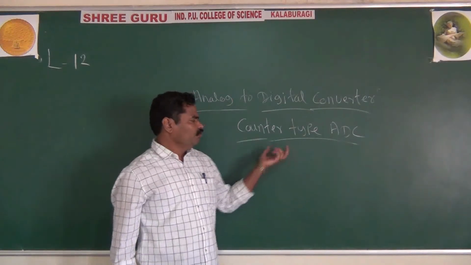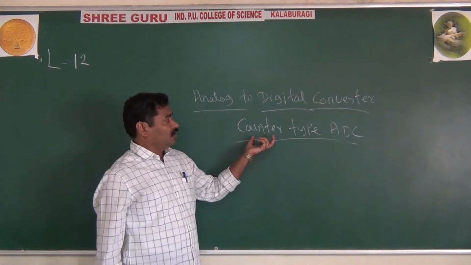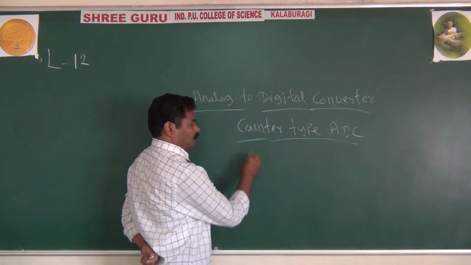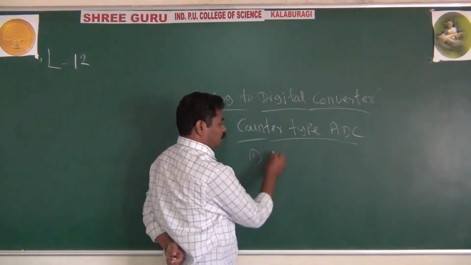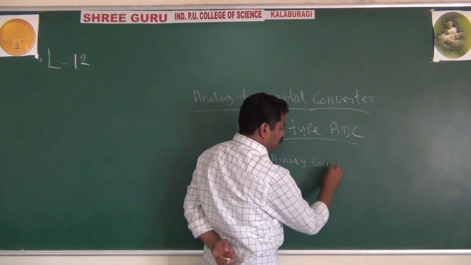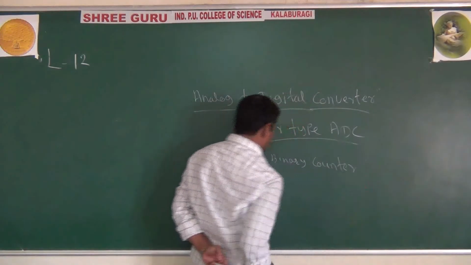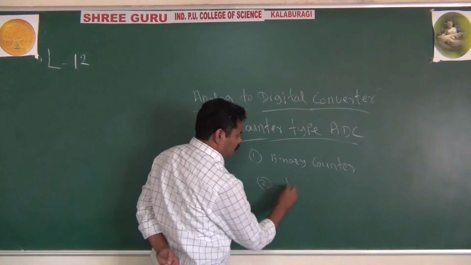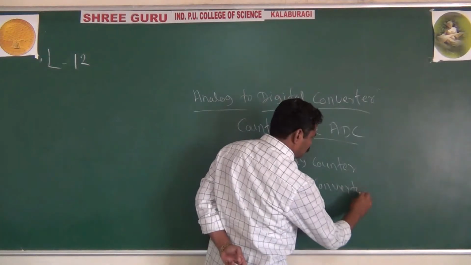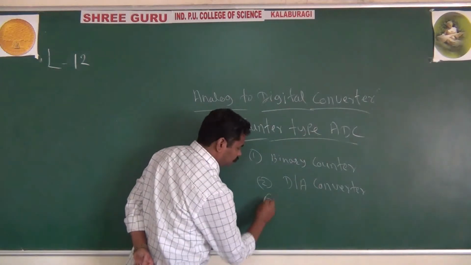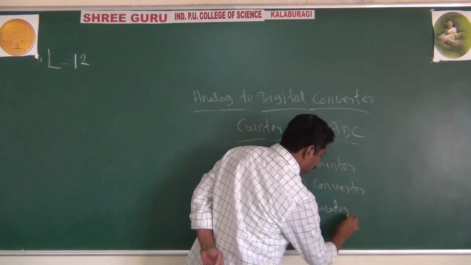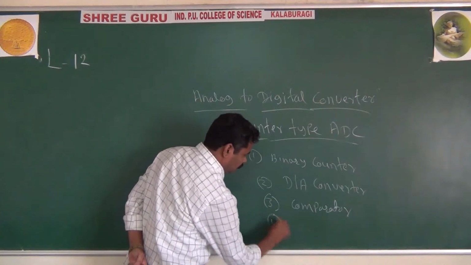As usual, to construct an A to D converter, the most important thing it requires is this: it consists of a binary counter, and it also contains a D to A converter, and it also contains a comparator, and finally it contains an AND gate.